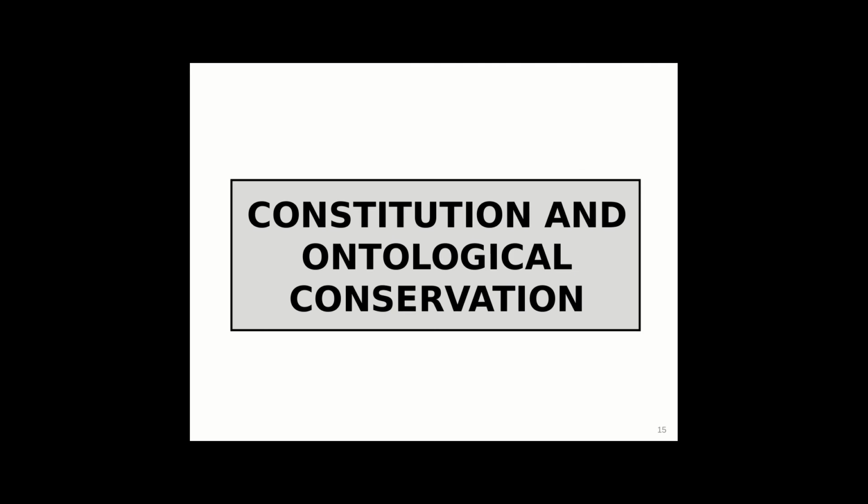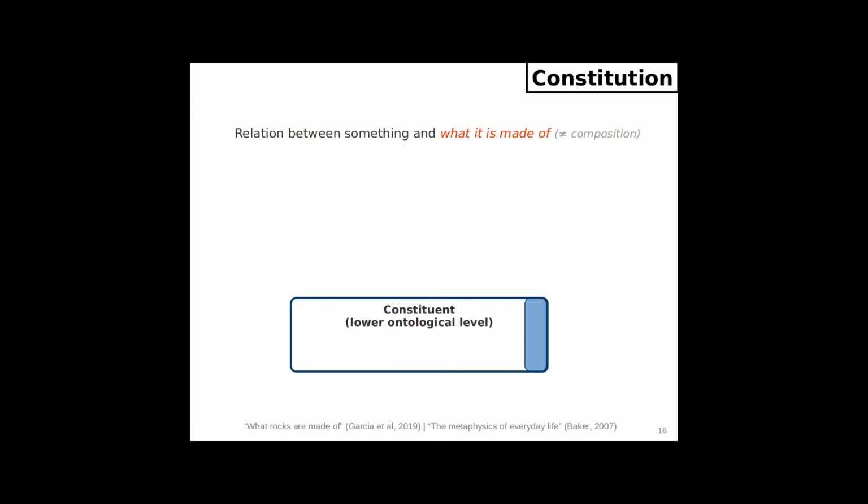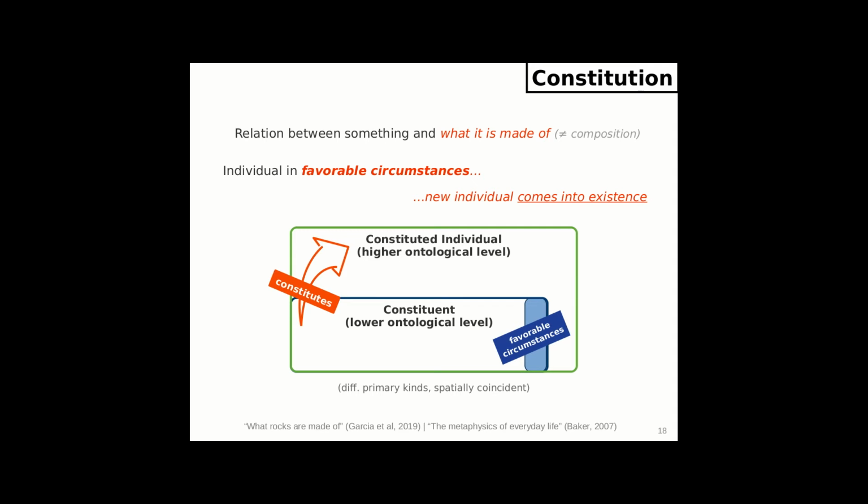To devise a better criterion, let's take a step back and take a look at the notions of constitution and ontological conservation. Constitution is the relation between something and what it's made of. That's different from composition and mereological relations. This relation holds when an individual is in some favorable circumstances so that a new individual comes into existence. In this case, we say that we have a constituent individual on a lower ontological level that constitutes a constituted individual on a higher ontological level.